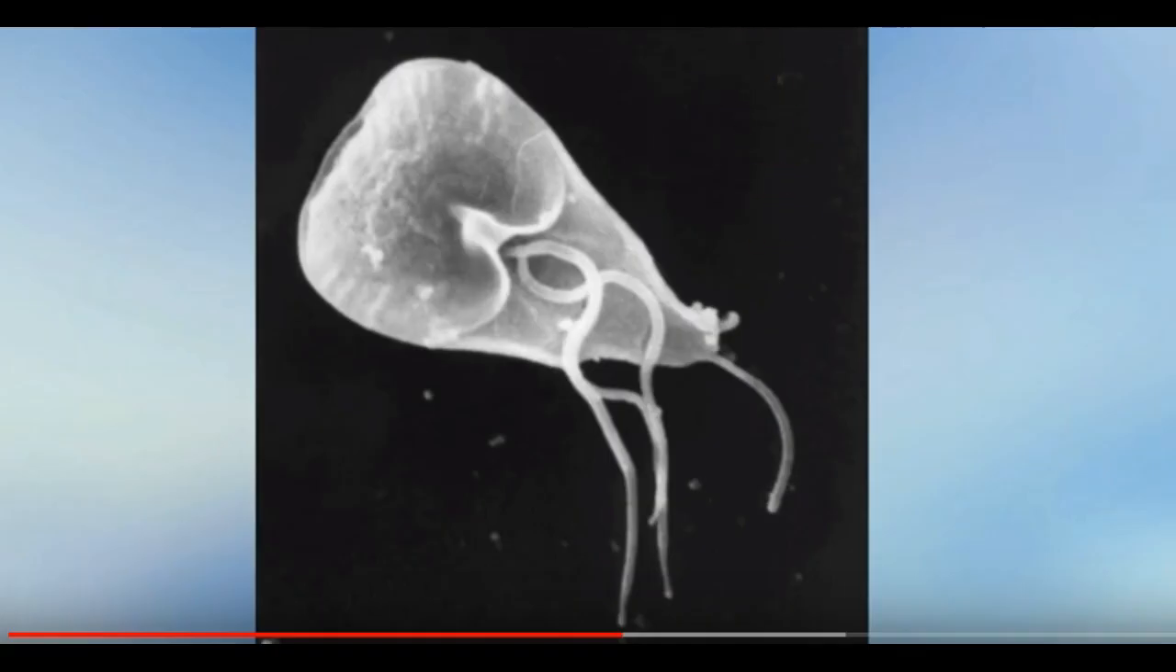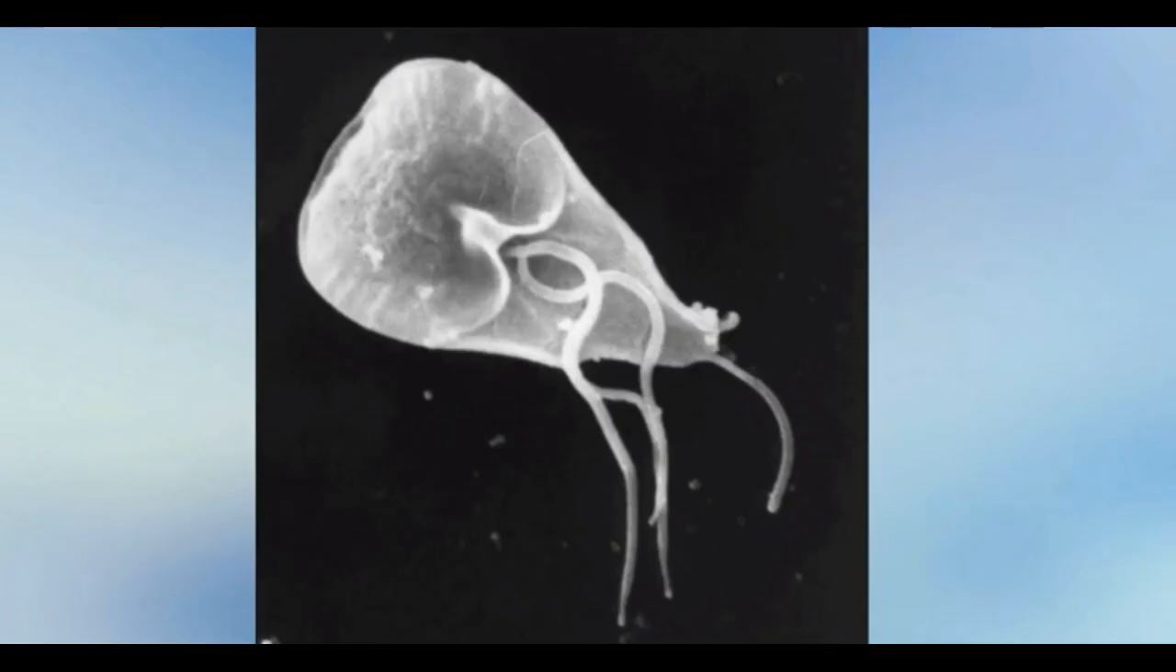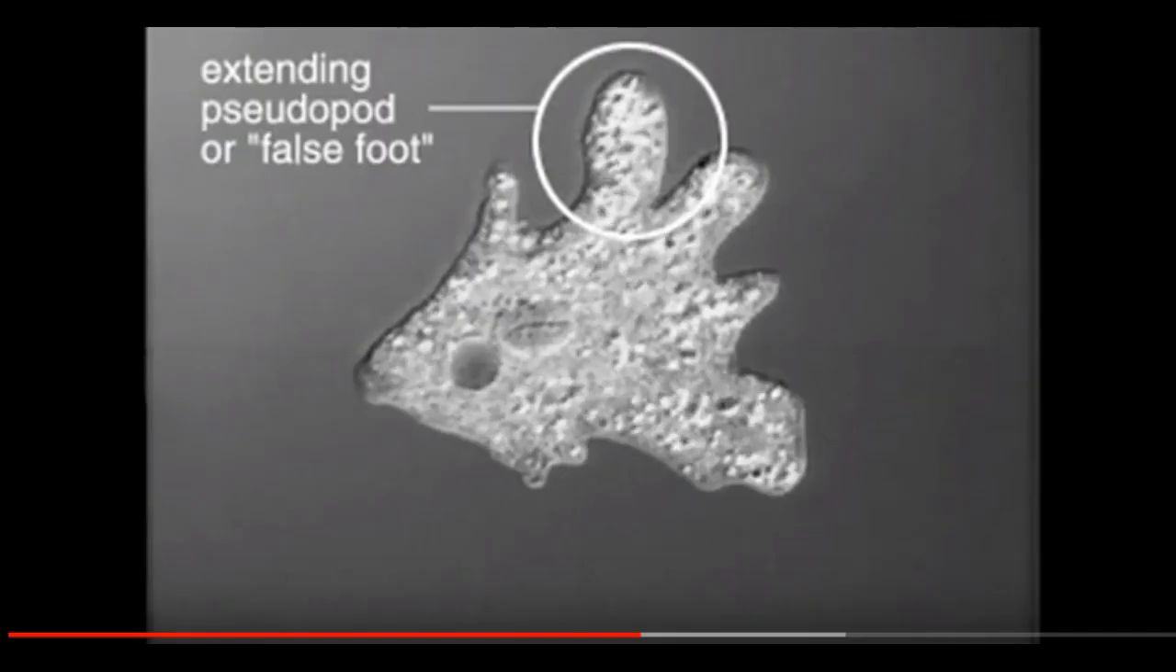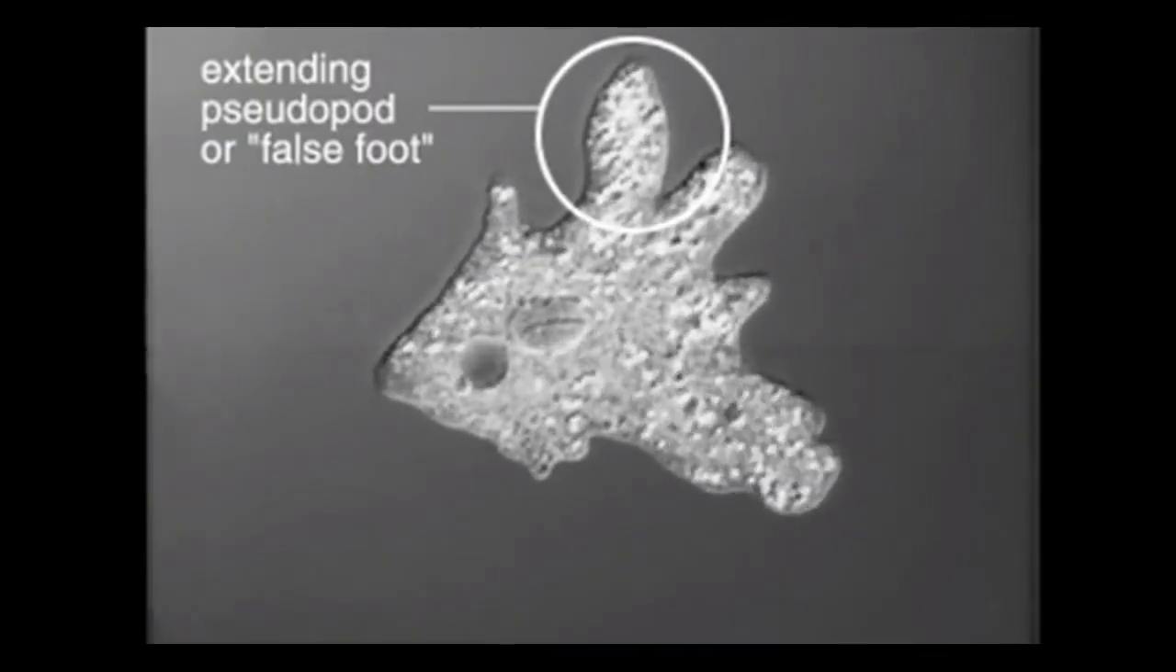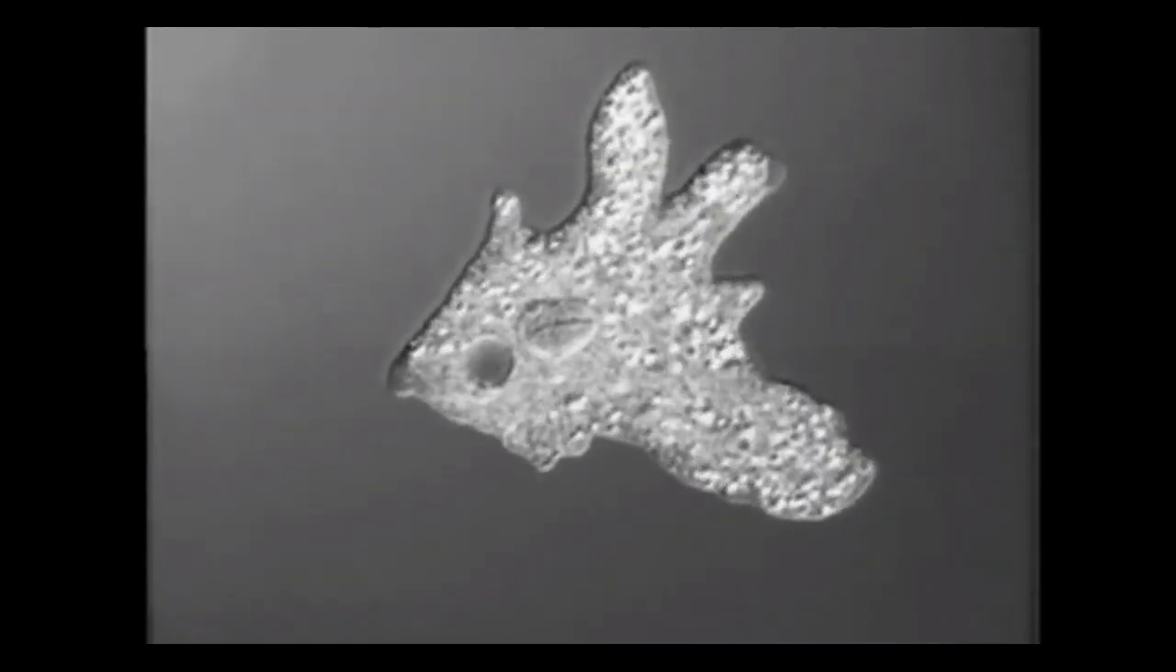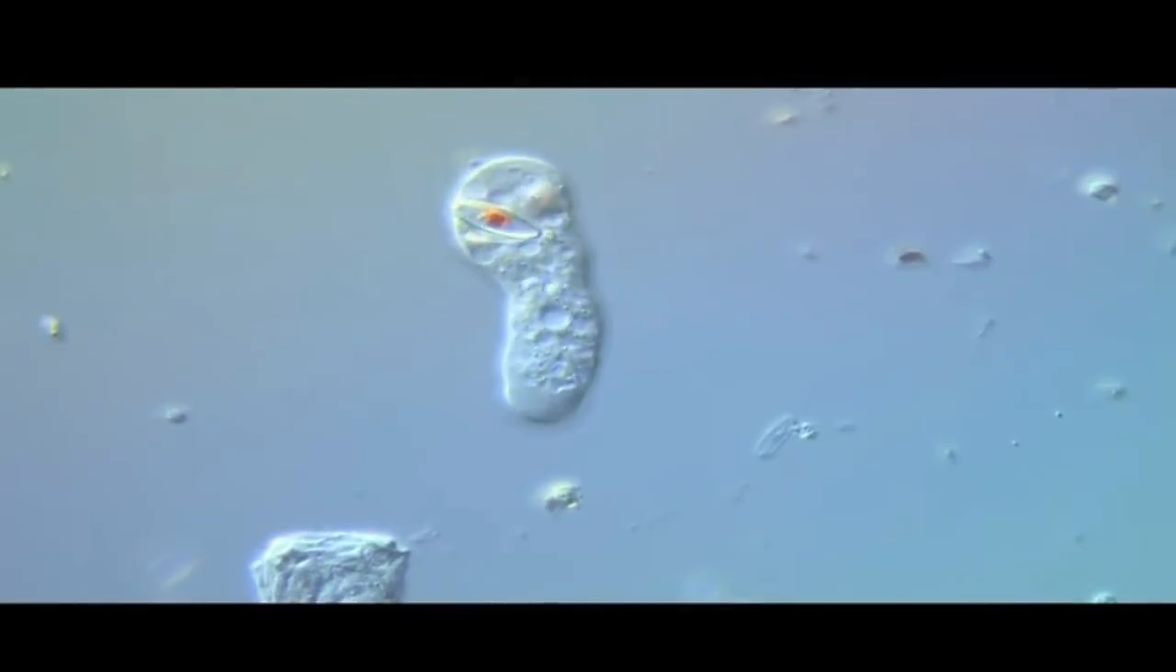Cilia move with hair-like structure. Take a look at this video of an amoeba moving around with its cilia. Check out the cool moving. Little false foot over there. Slowly moving.